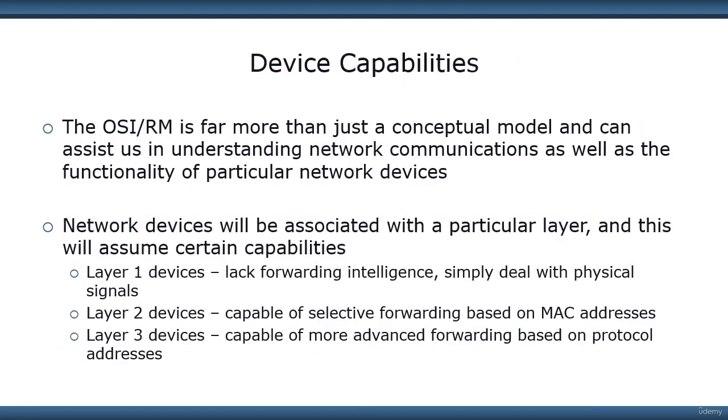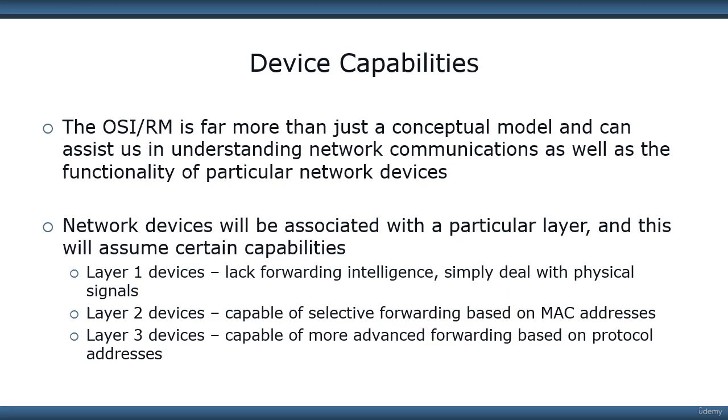So the OSI reference model is far more than just a conceptual model. Although it does serve that purpose, it can assist us in understanding network communications as well as the functionality of a particular network device, because network devices are associated with a particular layer, and that means they assume certain capabilities. We think of layer one, the physical layer, and we say that, well, that's really just all about bits, zeros and ones being sent from one machine and received by another system.